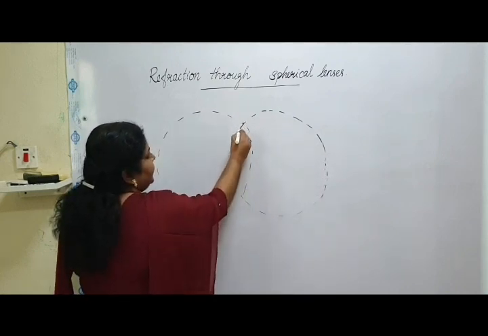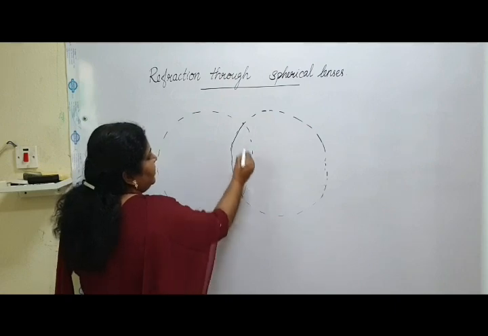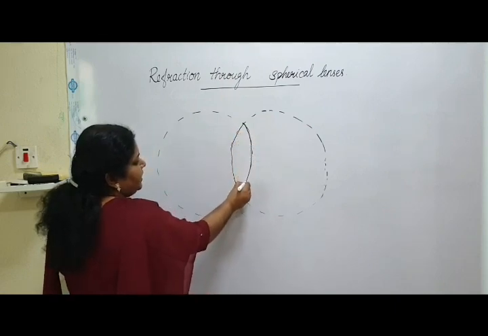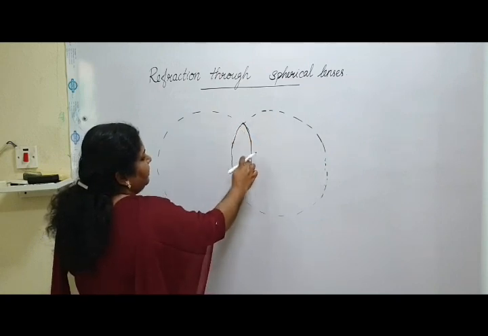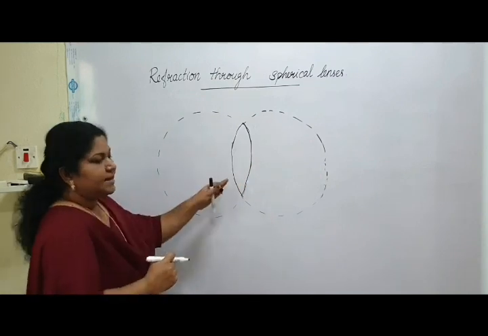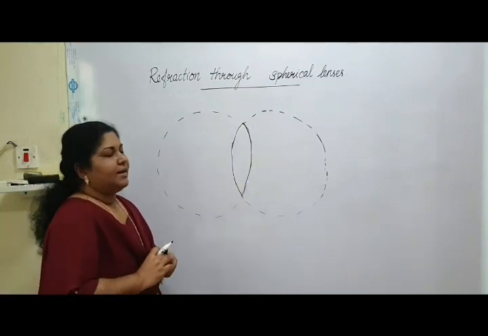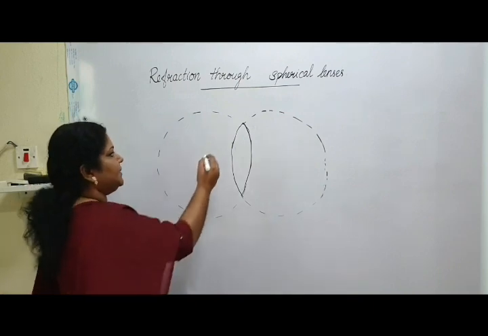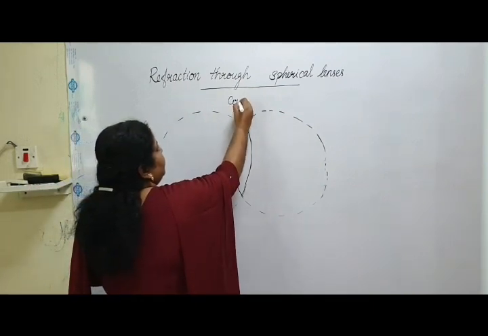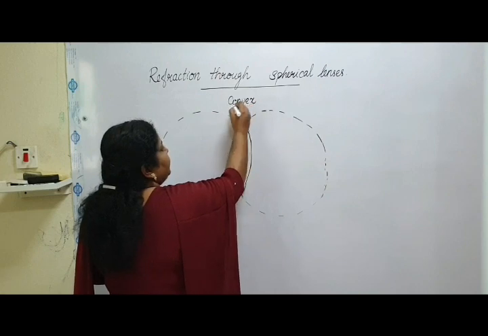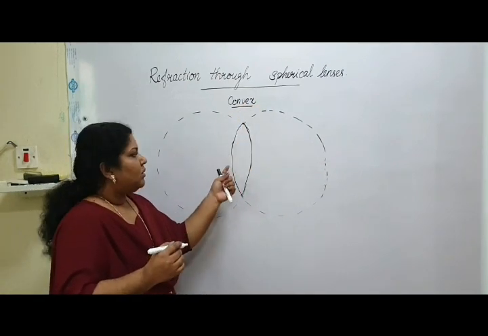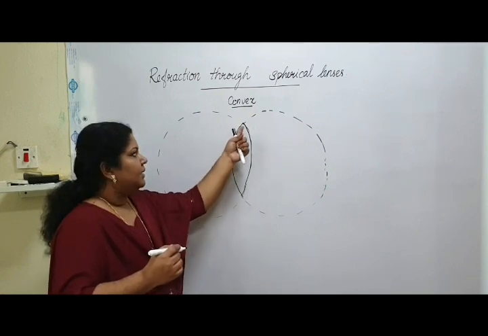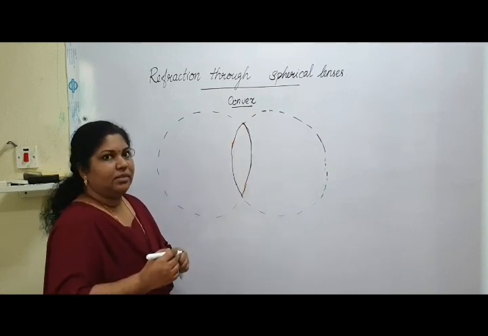So here you can see the surface which is formed here. It is narrow at the ends and broad in the middle part. So this lens which is formed is known as a convex lens. So in a convex lens, in the middle part it is bulging out or it is thick, and at the end points it is very thin.